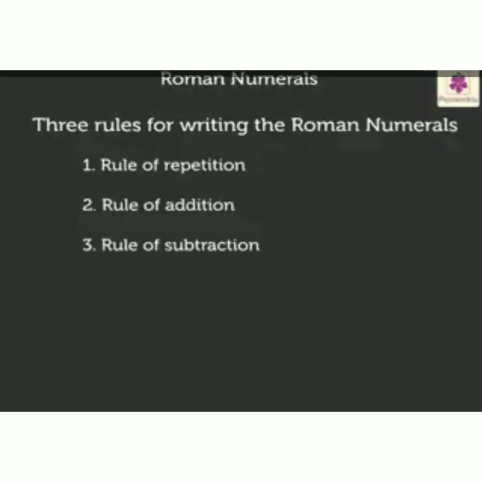We have 3 rules for writing the Roman numerals. The first rule is the rule of repetition. The second rule is the rule of addition. The third rule is the rule of subtraction. By using these rules, we are going to read and write the Roman numerals.